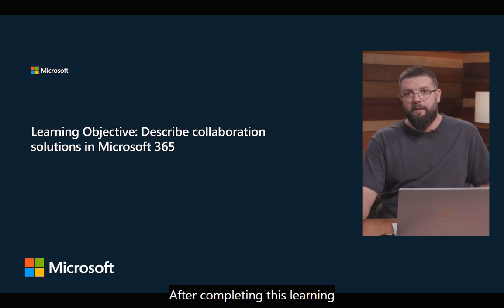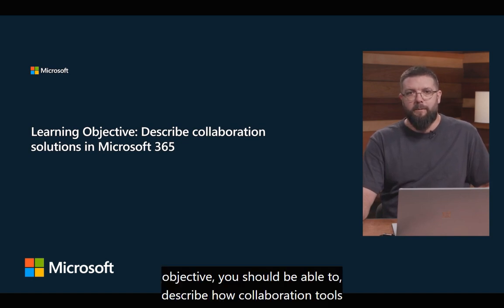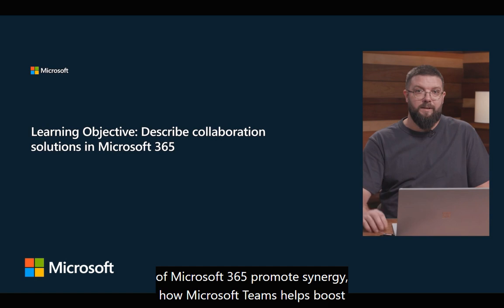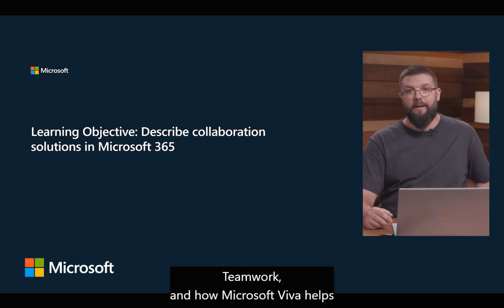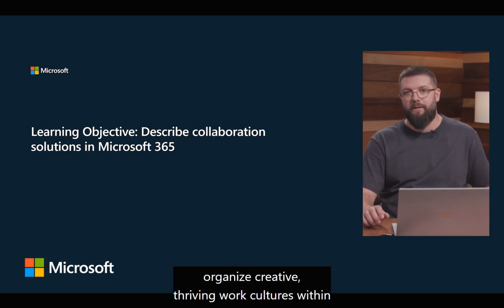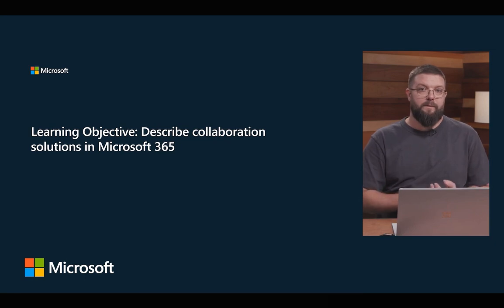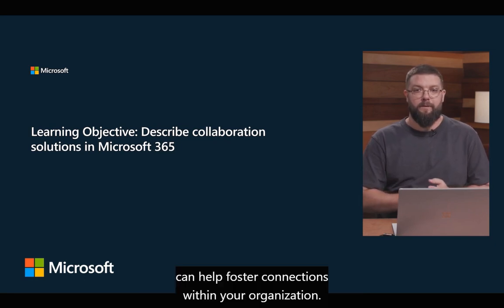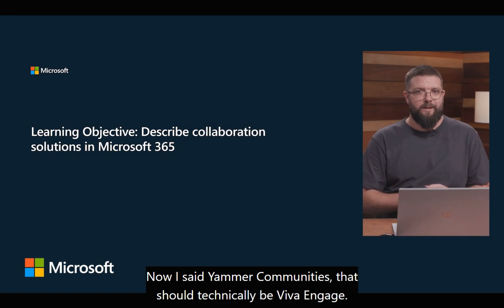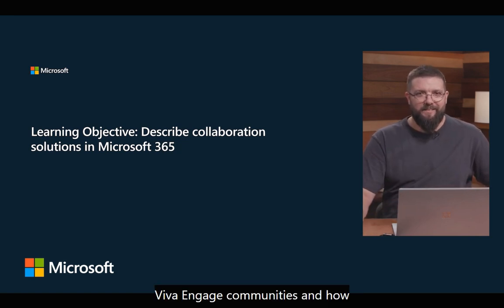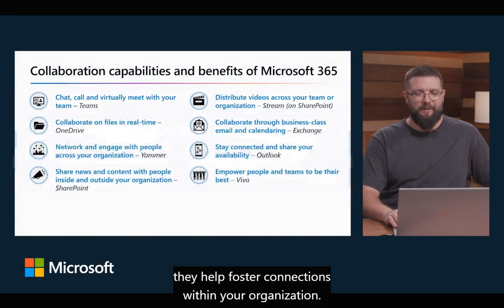So after completing this learning objective, you should be able to describe how collaboration tools of Microsoft 365 promote synergy, how Microsoft Teams helps boost teamwork, and how Microsoft Viva helps organize creative, thriving work cultures within organizations, and describe how Yammer communities can help foster connections within your organization. Now, I said Yammer communities, that should technically be Viva Engage. So Viva Engage communities and how they help foster connections within your organization.